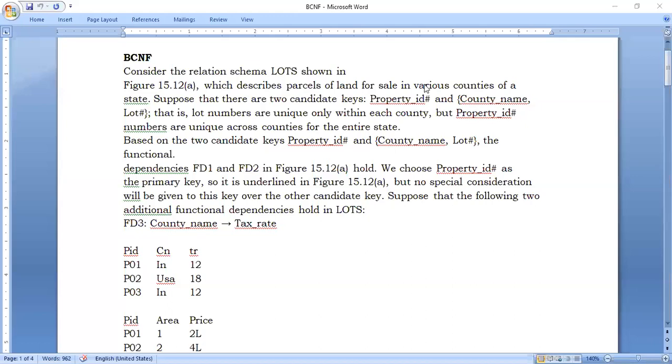Okay. So let us first understand what is the definition. In fact, it's a revision. What is the definition of normalization? Normalization is a process of decomposing bad or unsatisfactory relations into the good or ideal relations.